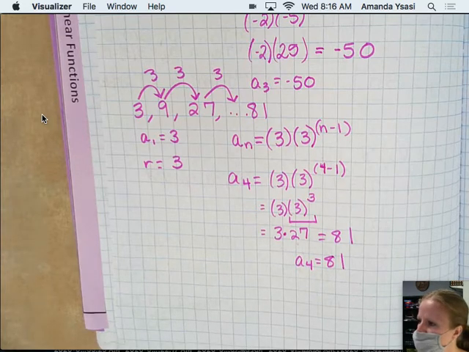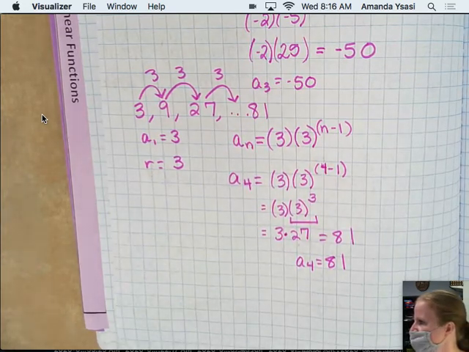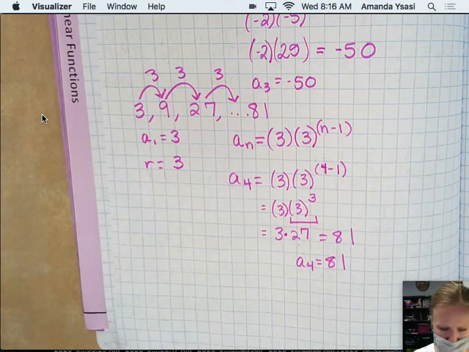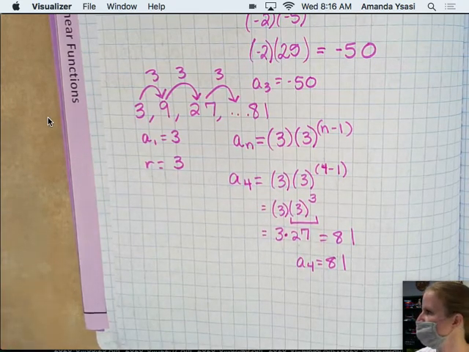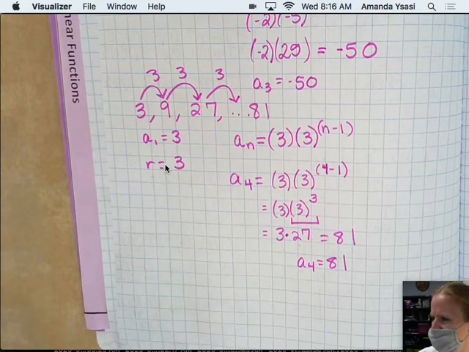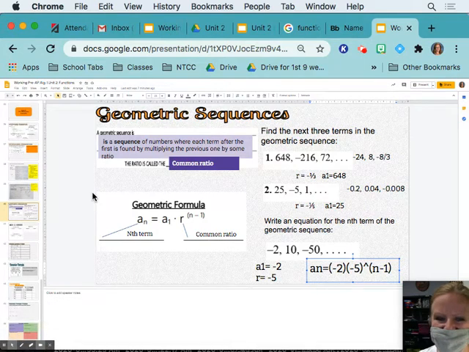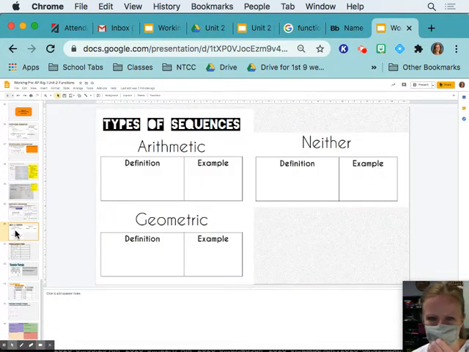We're going to see geometric sequences after Christmas again. So this is just a preview of it. We're not getting super into it. Not too bad though, right? It's easier, yeah, because you don't have to distribute.